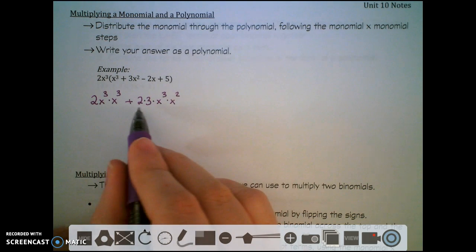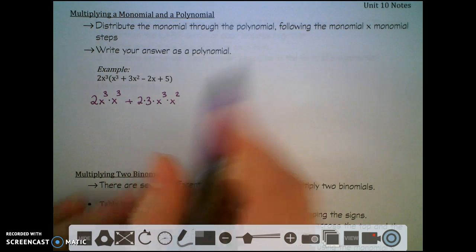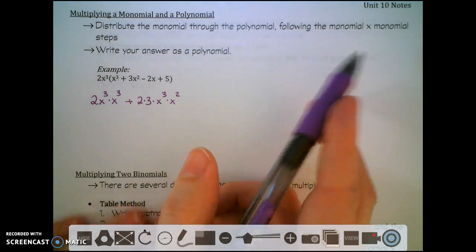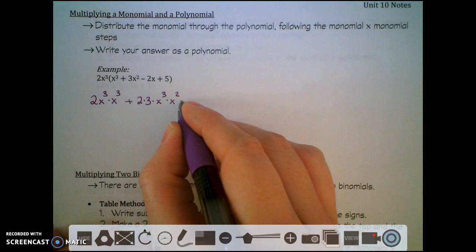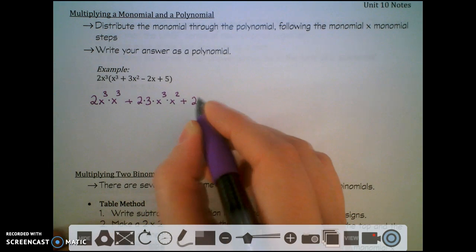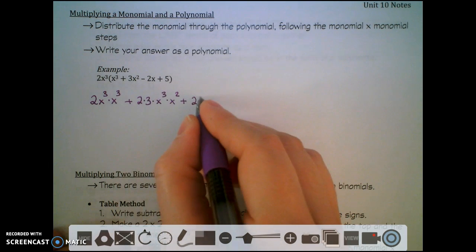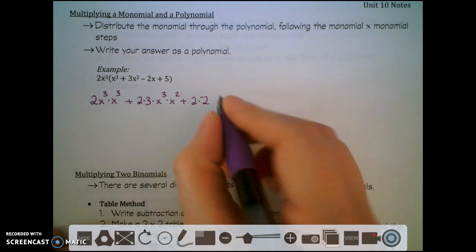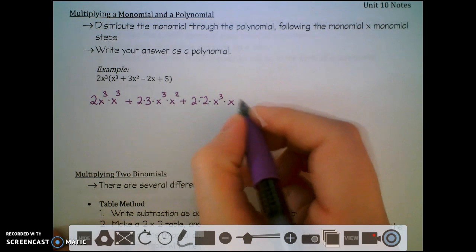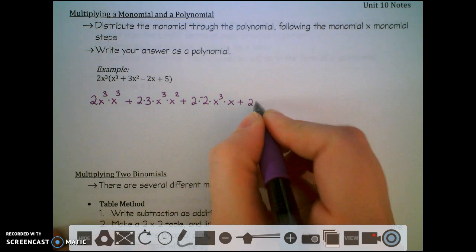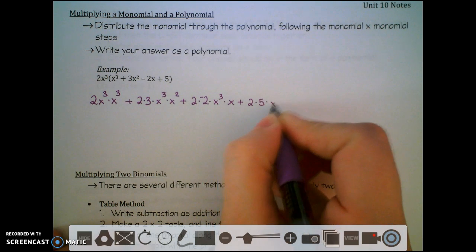So I'm just writing out my numbers here to follow my monomial times monomial steps. Then I have 2x to the third times negative 2x, so that's times a negative 2, times x to the third times x, plus 2 times 5 times x to the third.